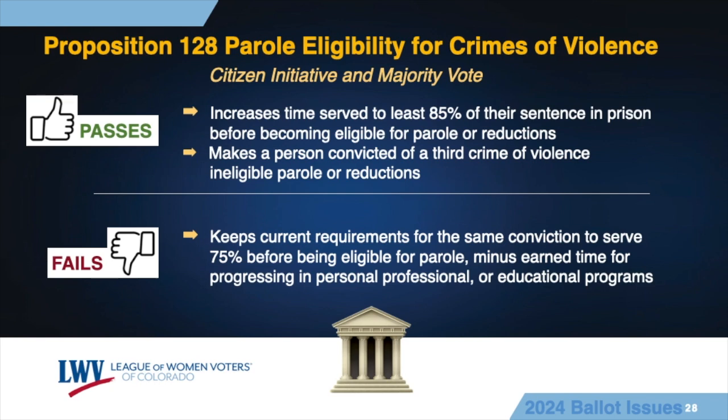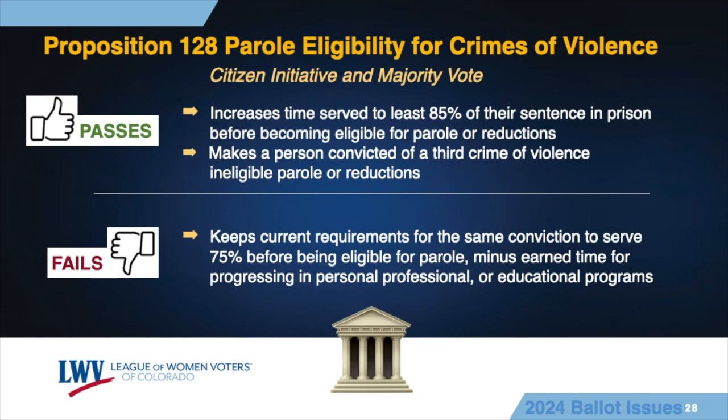Proposition 128. Parole eligibility of crimes of violence, placed on the ballot by Citizens Initiative, passes with a majority vote. What if it passes? It'll increase the amount of prison time a person convicted of a certain crime of violence must serve to 85% before becoming eligible for discretionary parole or earned time reductions. It makes a person convicted of a third crime of violence ineligible for discretionary parole or earned time reductions.